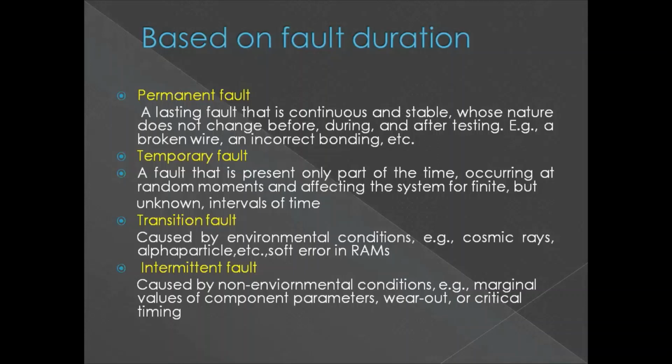Okay. Then there is a temporary fault. Temporary faults are more random in nature, which may occur for a small period of time. Aging defects, I think, can fall into these temporary faults. Transient faults are caused by the environmental conditions, depending upon the conditions which are there. An example is a soft error in the RAMs.